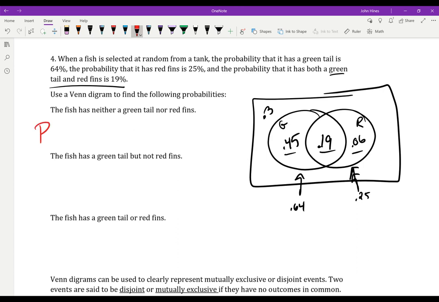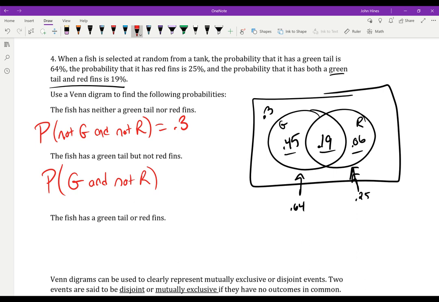So let's see what I'm looking for here. The probability of not green and not red. So I don't want to be green and I don't want to be red. Can't be red, can't be green. That leaves me as my outsiders of 30%. This is the probability of green, but I don't want a red tail, so not red. Green, got to be in the green circle, but I cannot be in the red circle, which leaves me at 45%.